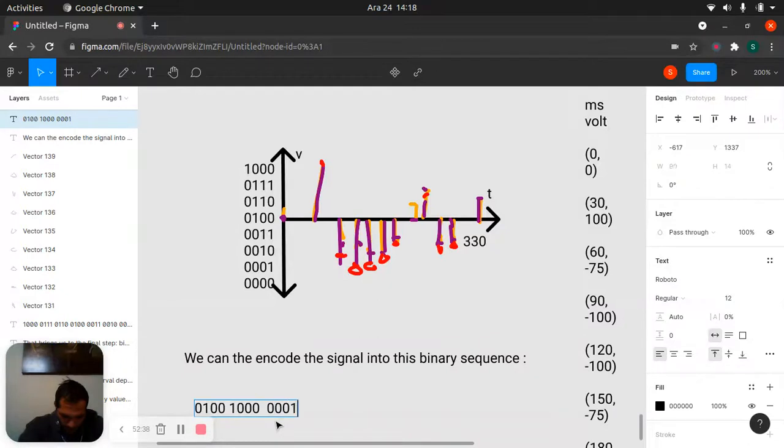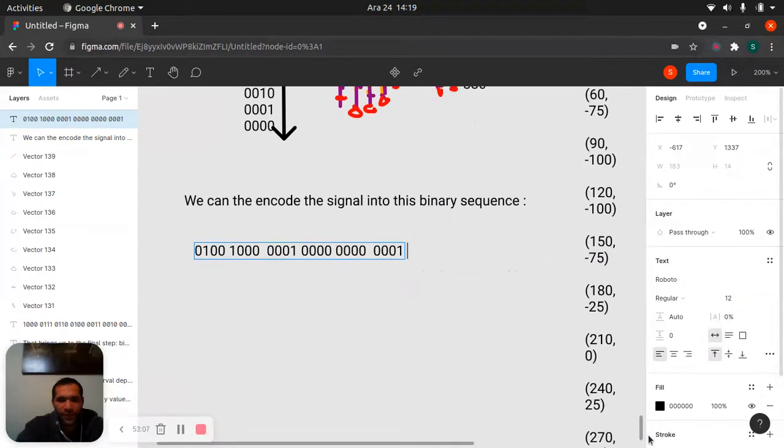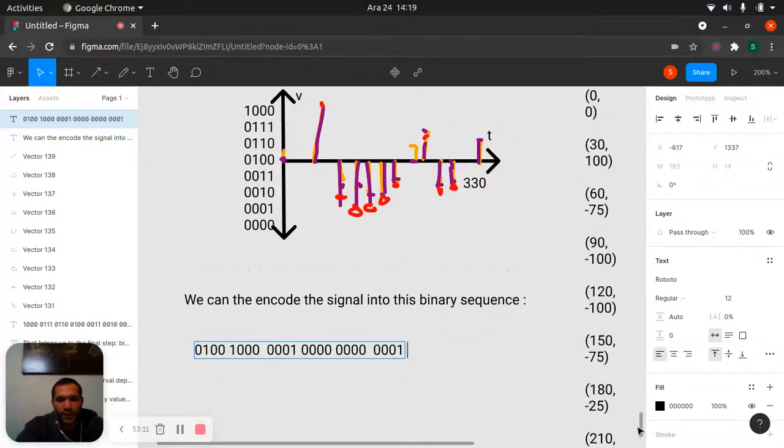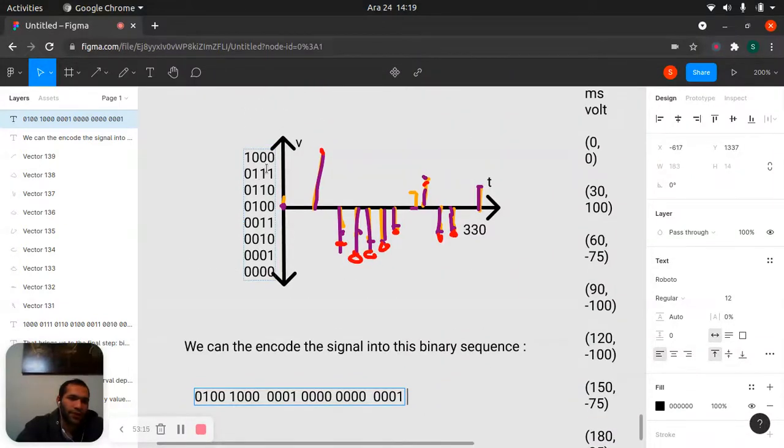It will be 0001. The other one will be minus 100. It will represent 0000. And again, the other one will be minus 100 again. Again, 0000. The other one will be again 75. It will be 0001. Right? What will be the other one? 25, 0, 25. So where is the 25? What do you think about 25? You can think like that. So the point here, 25, will be this one here.